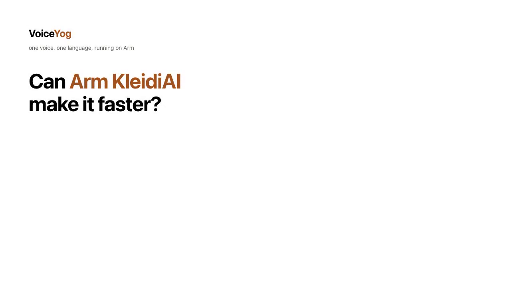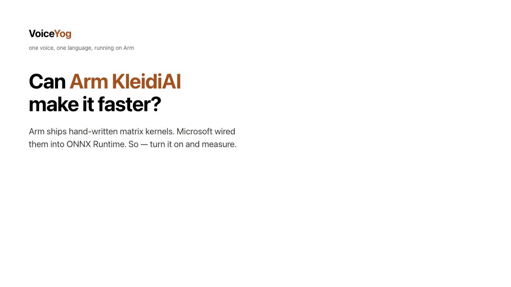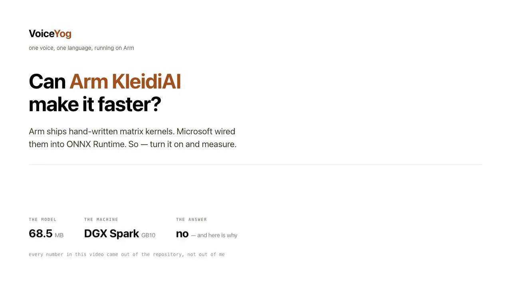ARM has a library called kleidiai. It contains handwritten matrix kernels, and Microsoft wired it into ONNX Runtime. So, the obvious question for a project like this one is whether turning it on makes the model faster. I spent a day finding out the answer is no, and the reason turned out to be more interesting than a yes would have been.